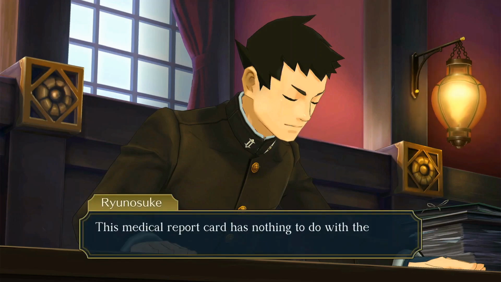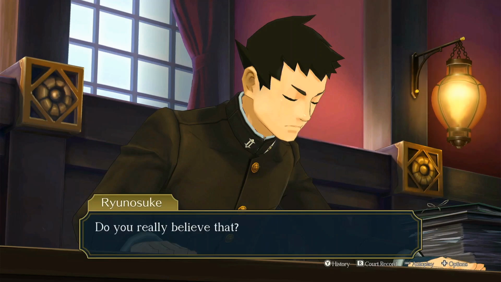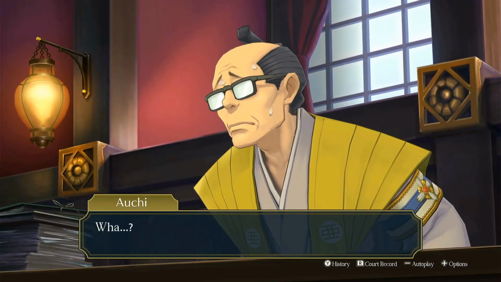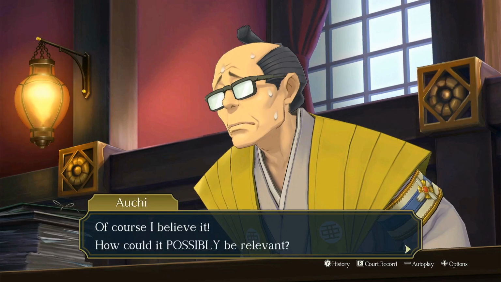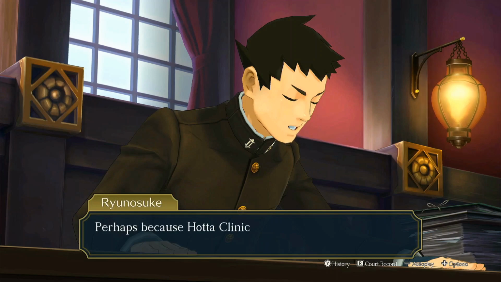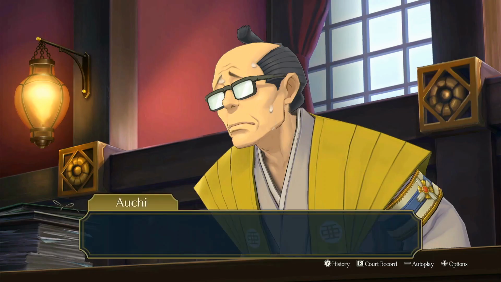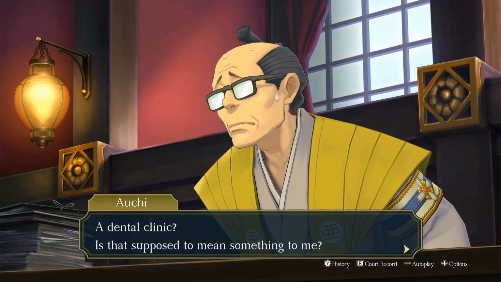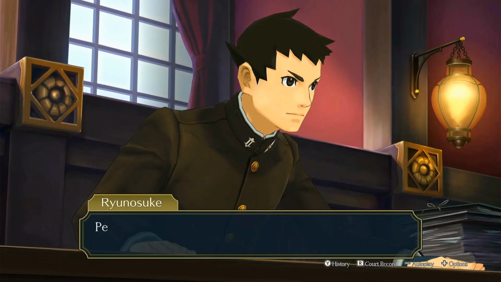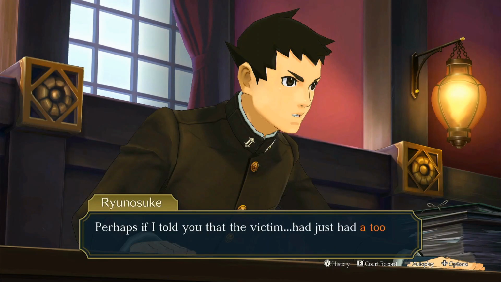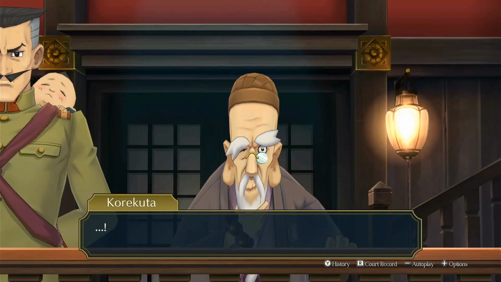Oh, he finally slammed the desk. Alright. This medical report card has nothing to do with the case? Do you really believe that? What? That outburst half petrified me, boy. Of course I believe it. How could it possibly be relevant? Perhaps because Hada Clinic, which issued the report card, is a dental clinic. A dental clinic? Is that supposed to mean something to me? Perhaps if I had told you that the victim had just had a tooth extracted?